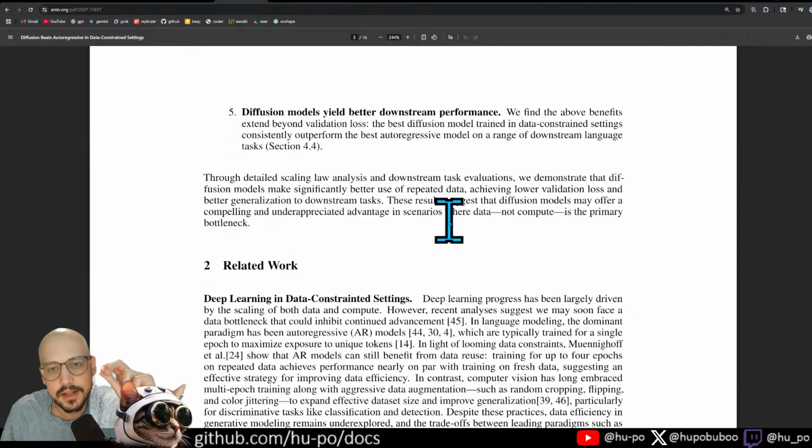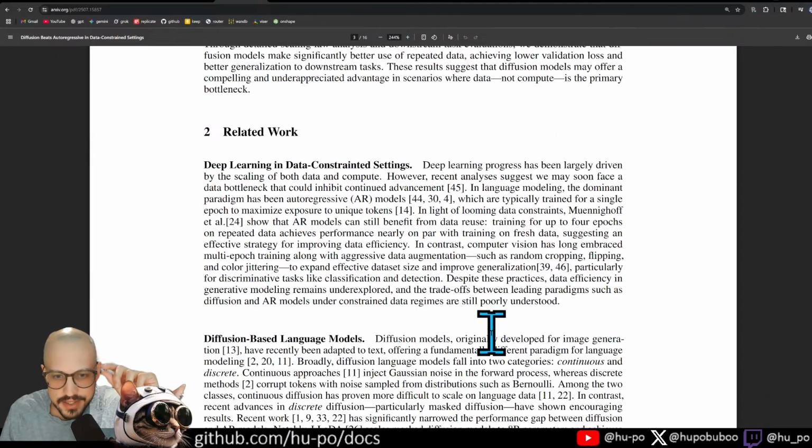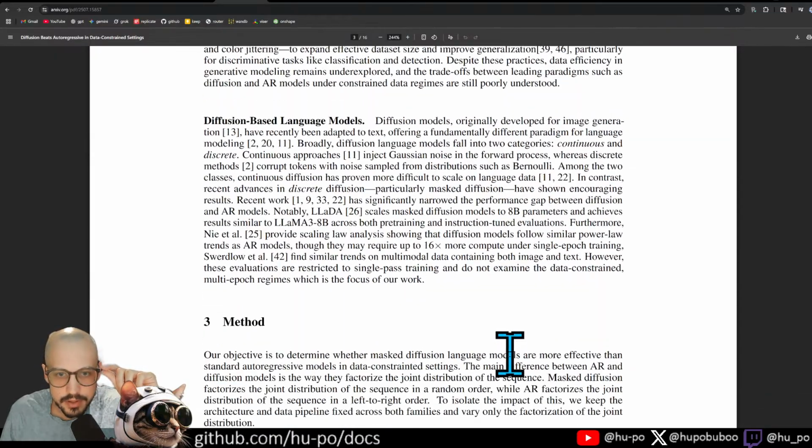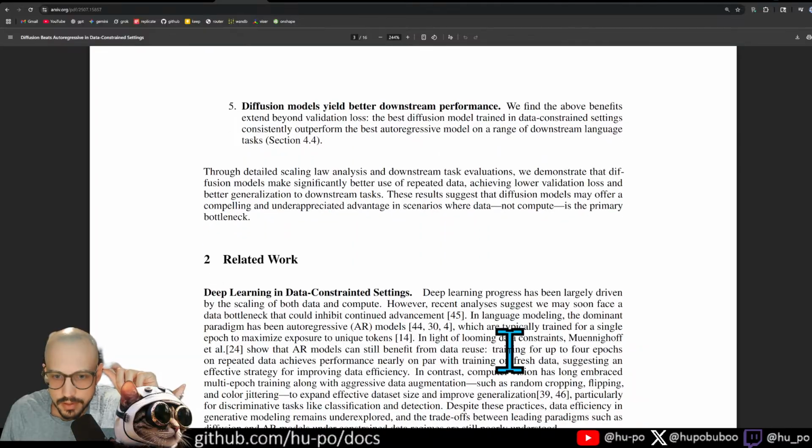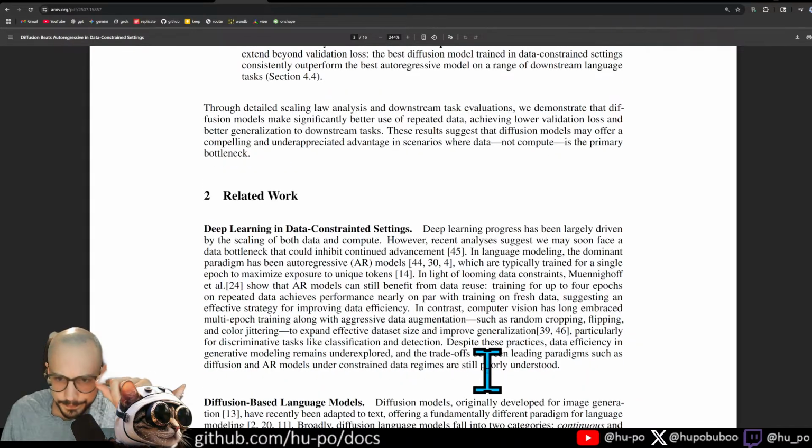All right. There was one sentence here that I thought was important. Yeah, right here. Okay. Say this name, Wenningoff. AR models can still benefit from data reuse. Training up to 4 epochs on repeated data achieves performance nearly on par with training on fresh data, suggesting an effective strategy for improving data efficiency.